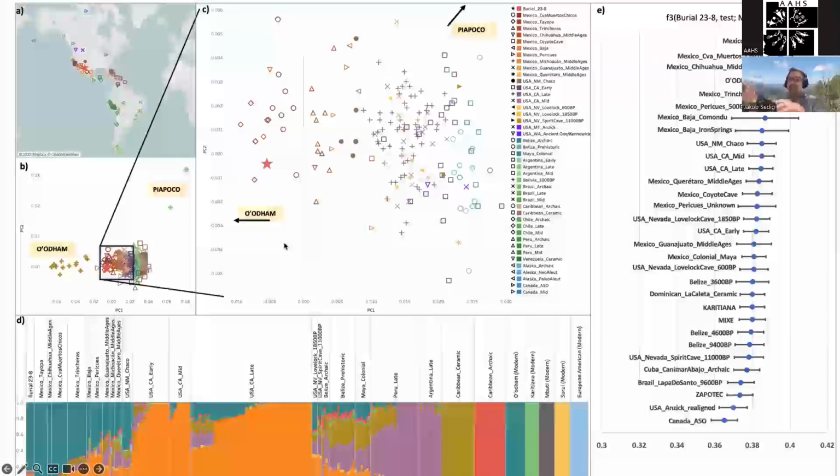This is from the published paper from last year, focusing only on published data. This doesn't include the unpublished PIPANOM data. And what you see here is a lot of pretty colors, but what it's telling you is genetically, this one individual from Paquimé, burial 23-8, fits with what we would expect genetically for the genetic landscape of pre-contact Mexico.